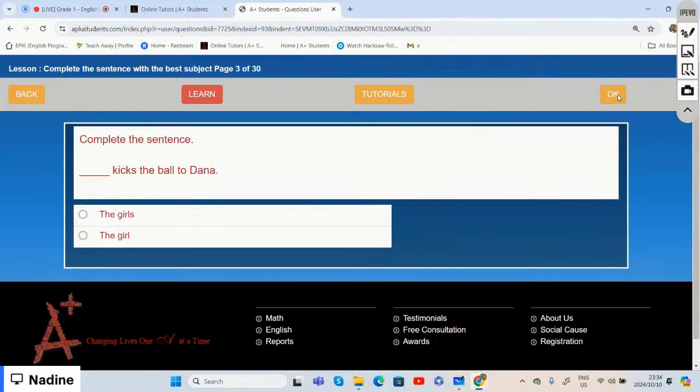The next one says, do we say the girls, option one, kicks the ball to Dana? Or do we say the girl, one girl, kicks the ball to Dana? Which one is correct?